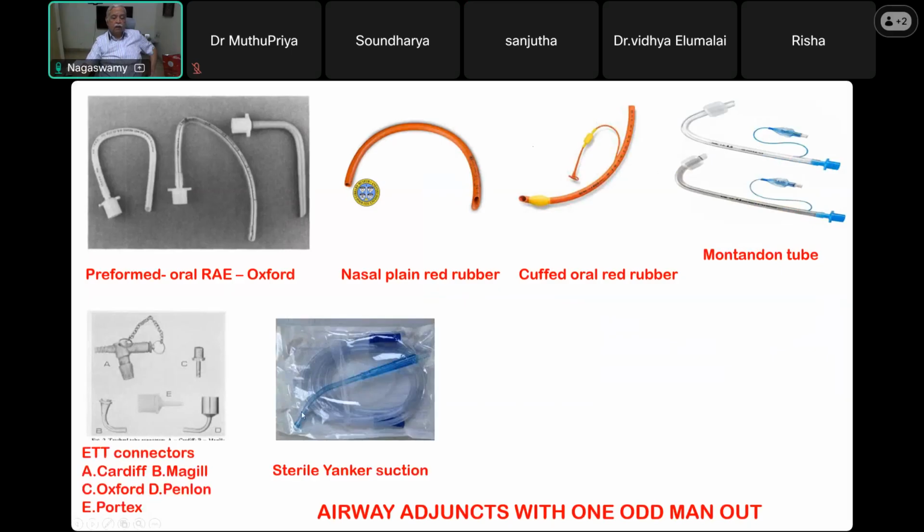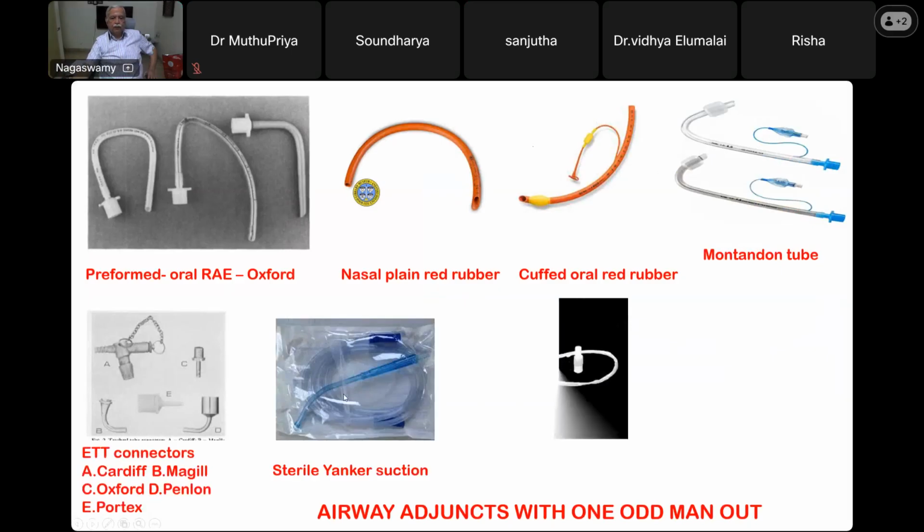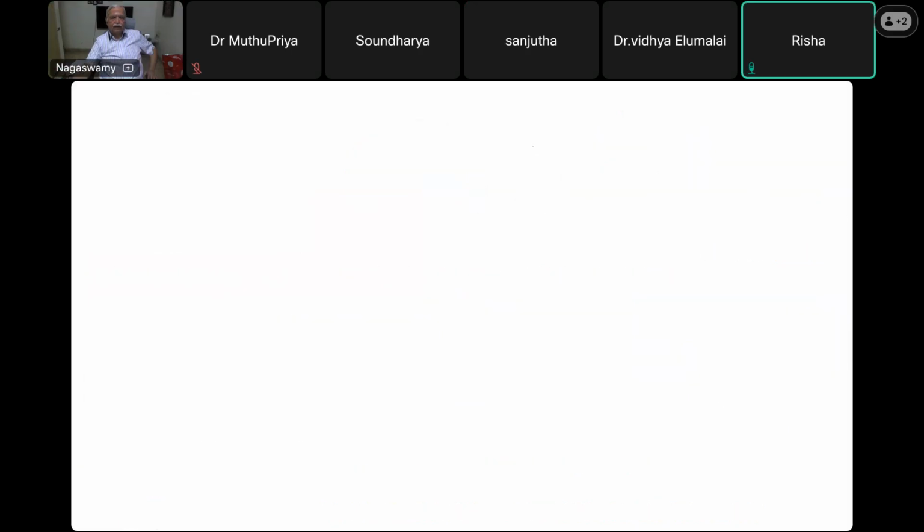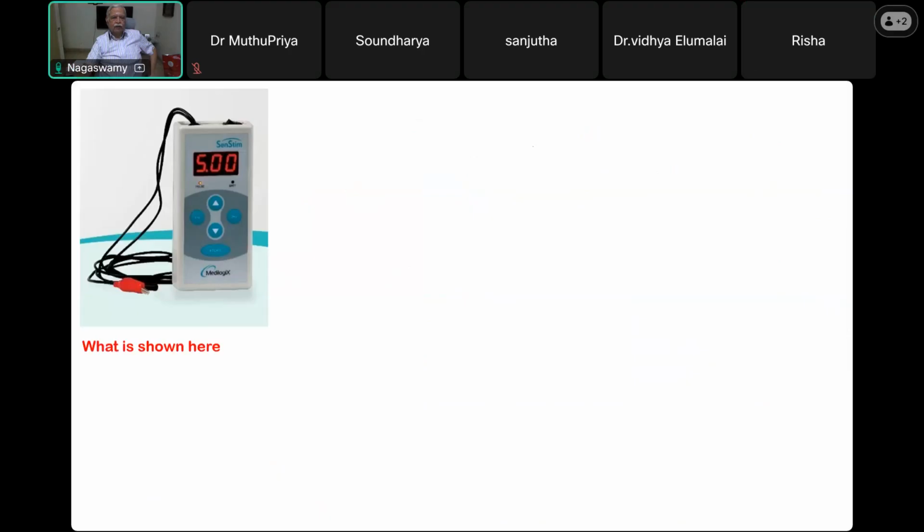And this is a sterile angle-mount suction. This is a closed suction catheter. And what is shown here? IV set, IV cannula. Okay, right.